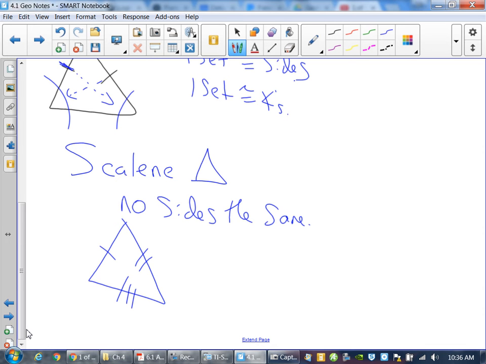Because remember, you can mix some of these together without too much of a hassle. Scalene triangle, obviously we said that no sides are the same. A right triangle is very easy.